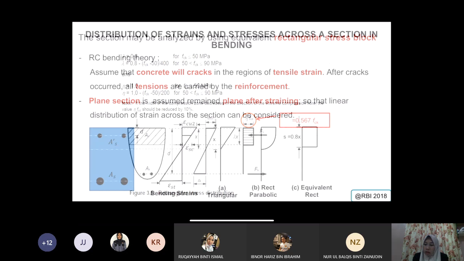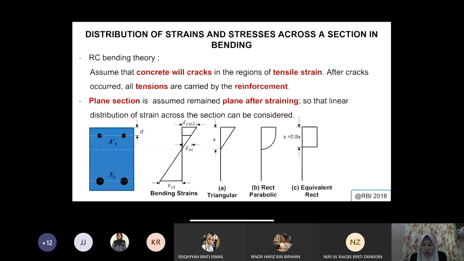Let's have a look at the distribution of strains and stresses across a section in bending. For RC bending theory, we assume the concrete will crack in the region of tensile strain. So when there is tensile strain, the concrete will crack. After cracking occurs, all tension is carried by the reinforcement.